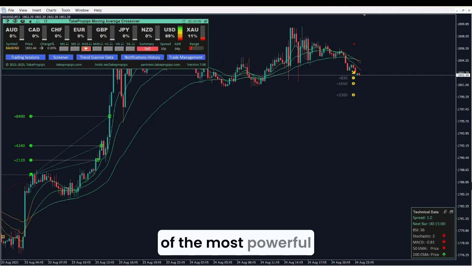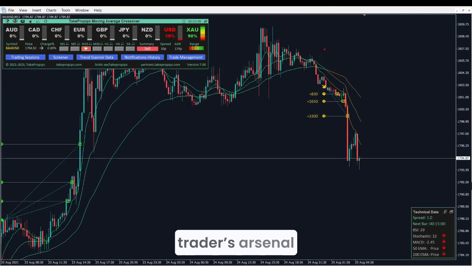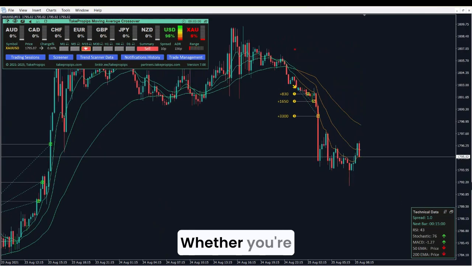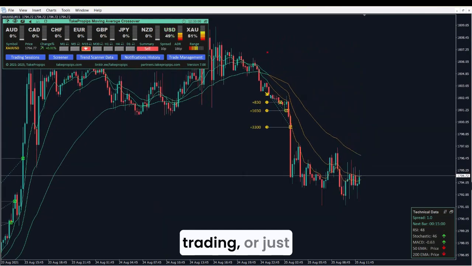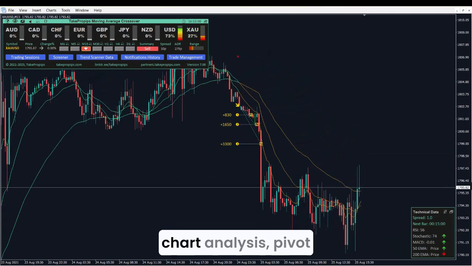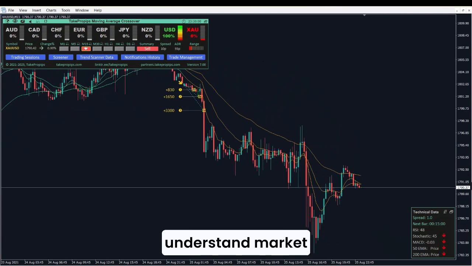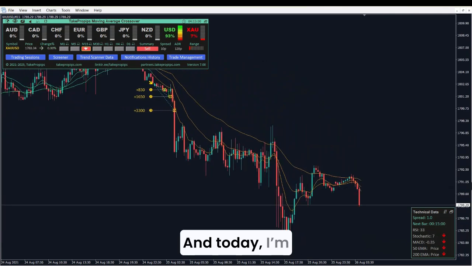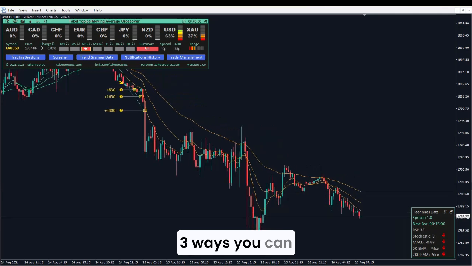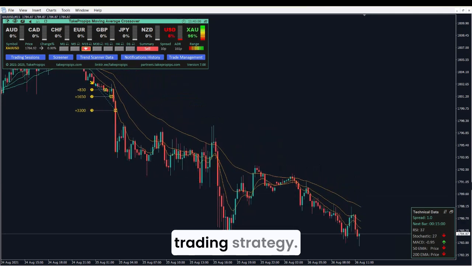Let's talk about one of the most powerful tools in a Forex trader's arsenal: pivot points. Whether you're scalping, swing trading, or just looking for more structure in your chart analysis, pivot points offer a reliable framework to understand market behavior. And today, I'm breaking down the top 3 ways you can use pivot points to sharpen your trading strategy.